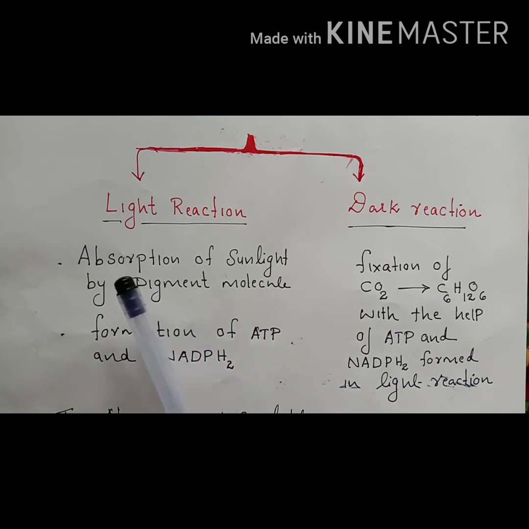The two main steps coming under light reaction are absorption of sunlight by pigment molecules and formation of ATP and NADPH2. ATP and NADPH2 are the different forms of energy. Energy is stored in ATP form. So these are the two steps coming under light reaction.